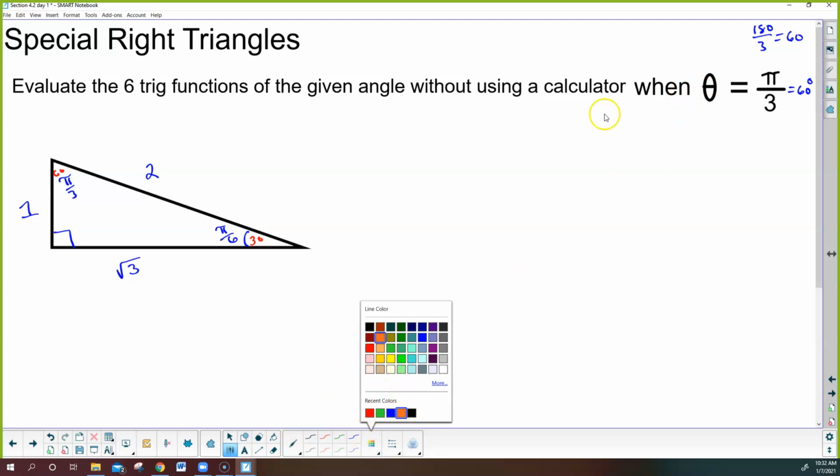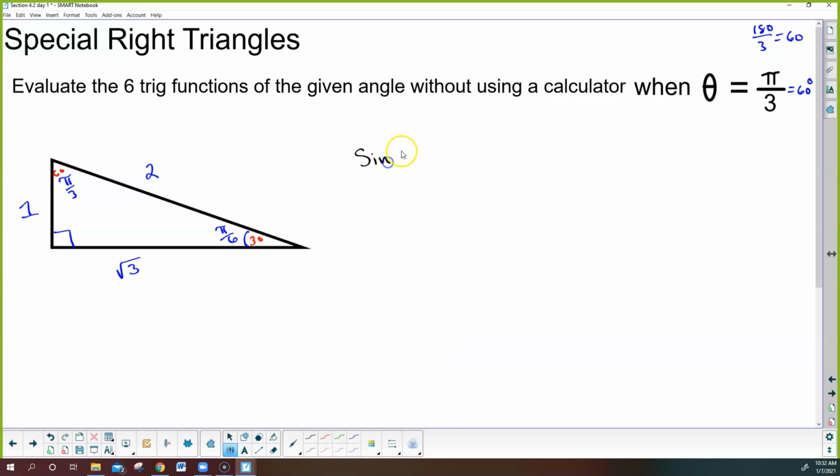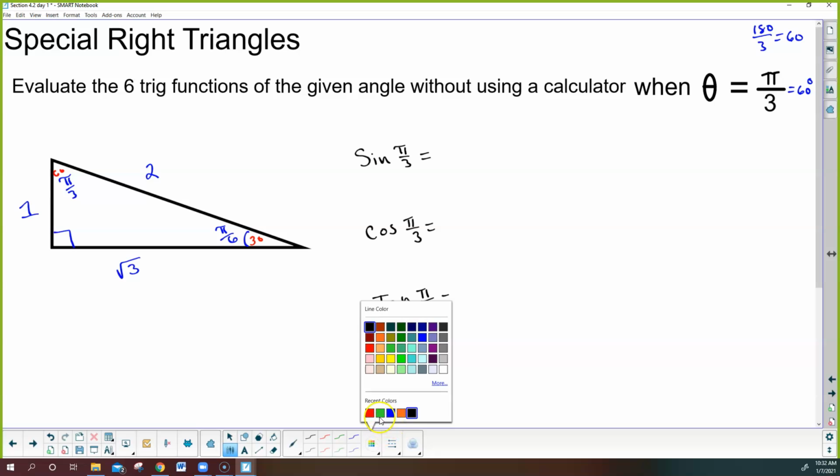But they tell us that I want to evaluate all of these trig functions. So I want sine of theta, but theta is pi over 3. And I want cosine of pi over 3. I want tangent of pi over 3. And then I want their reciprocals.